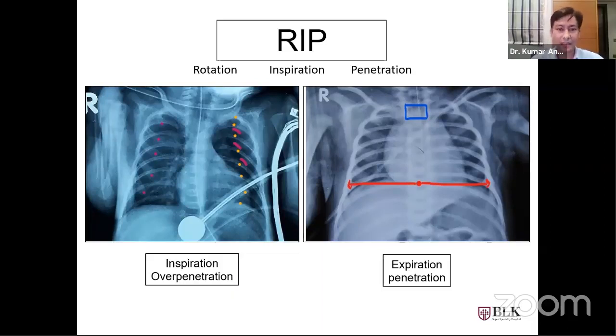The second is inspiration. Inspiration means the degree of inflation of the lung, like FRC, which would be calculated on the basis of the anterior rib or the posterior rib. And third is penetration. Penetration means whether the X-ray is overexposed or underexposed. So in penetration, what we look for is the vertebra behind the heart.